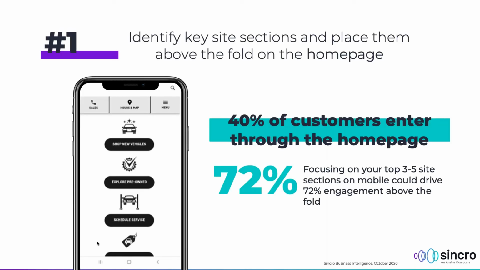We're going to start with the number one thing we found, which is identifying the key site sections and placing them above the fold on the home page for both desktop and mobile. Currently only 40% of customers are entering through the home page. That means 60% of the customers, because of the advancements in SEO and crawlers and all of those things, are entering somewhere other than the home page. So when they get to your home page, how do you get them as fast as possible to where they want to be?